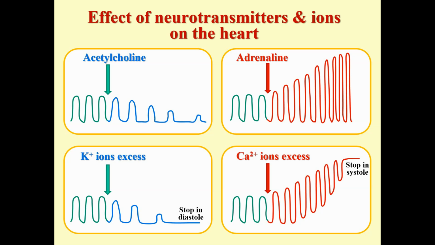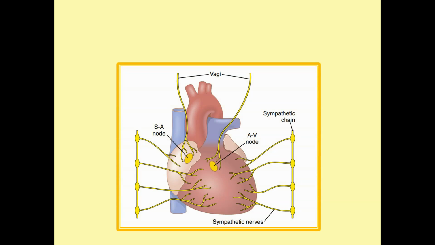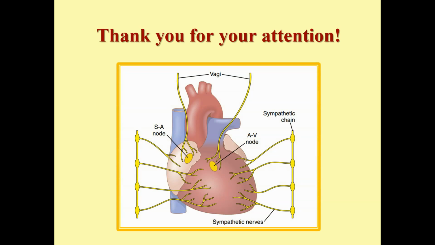So this was the influence of the neurotransmitters and comparison of ions, basic ions, potassium and calcium, on the heart, shown on mechanocardiograms of the isolated frog's heart. And with this, I hope we can finish. Thank you for your attention, and I wish you successful studying.